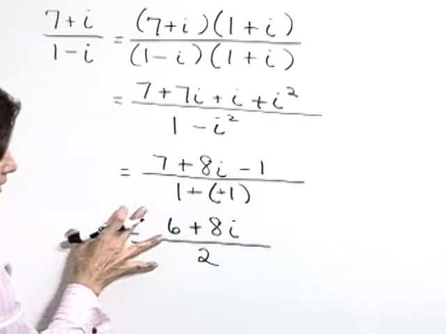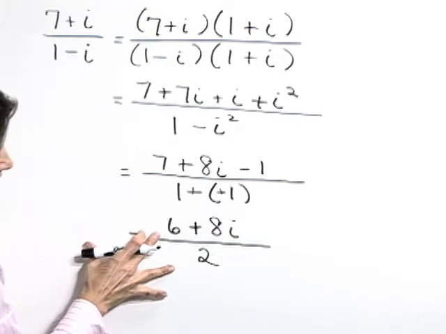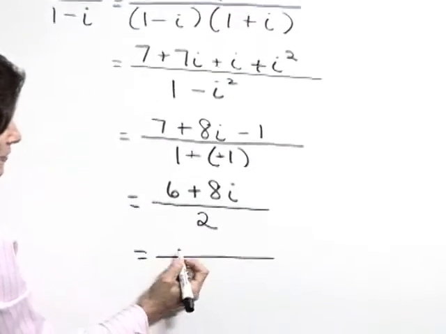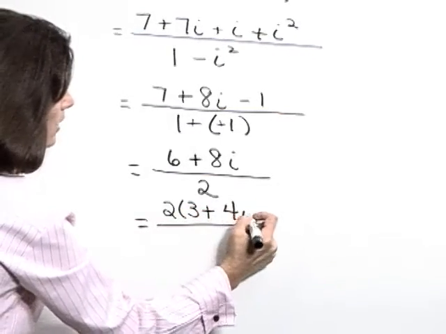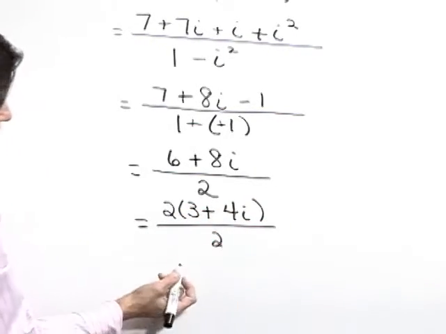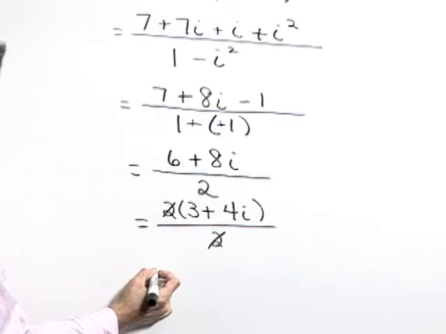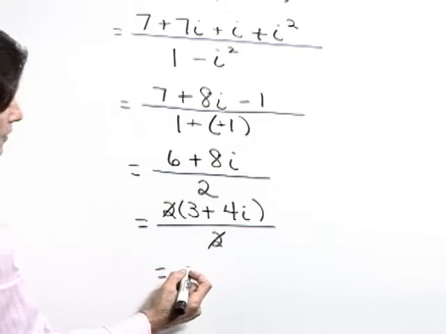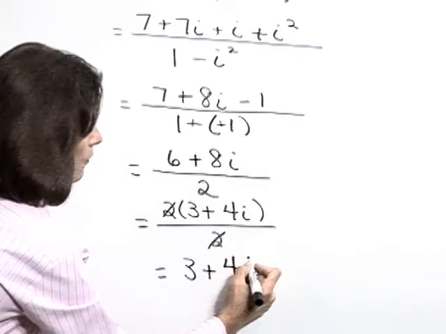Now we've gone a long way here, but let's go ahead and take one more step. Let's simplify this by canceling out a common factor of 2. I'm going to write the numerator in factored form as 2 times the quantity 3 plus 4I, so that we can see that factor of 2 in the numerator, cancel it with the factor of 2 in the denominator, and let's write this result in the form a plus bi as 3 plus 4I.